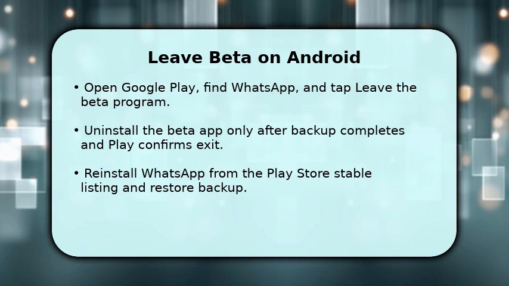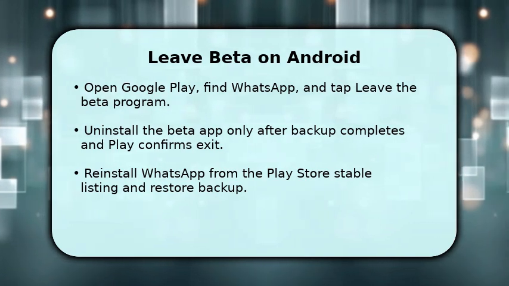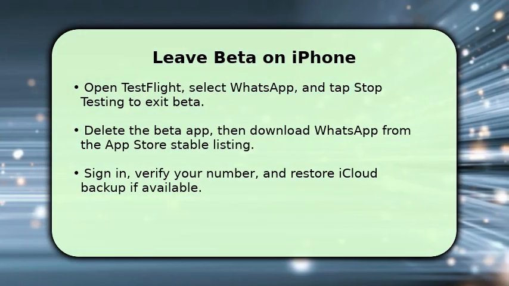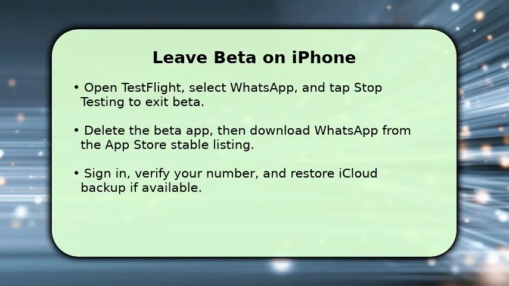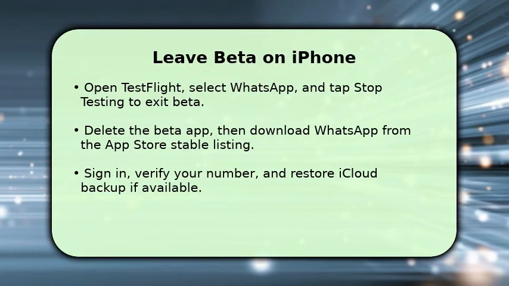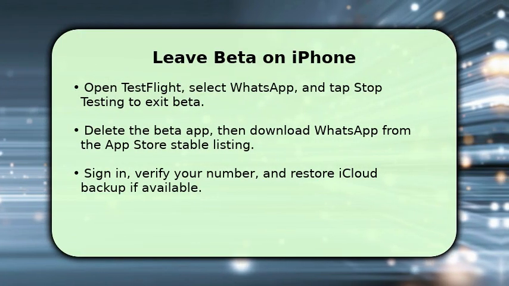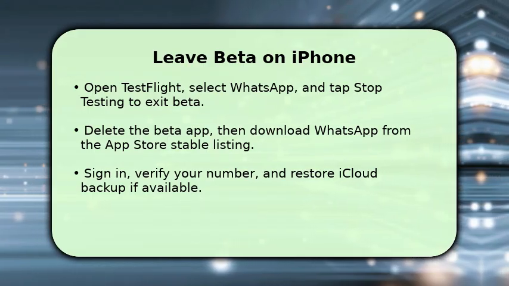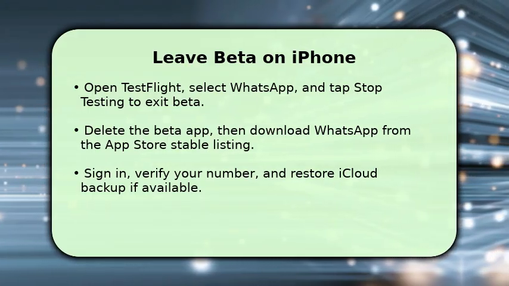On iPhone, open TestFlight and select WhatsApp to view testing options. Tap Stop Testing to remove your beta tester status for WhatsApp immediately. Delete the beta app from your home screen after stopping testing to avoid duplicate installs.